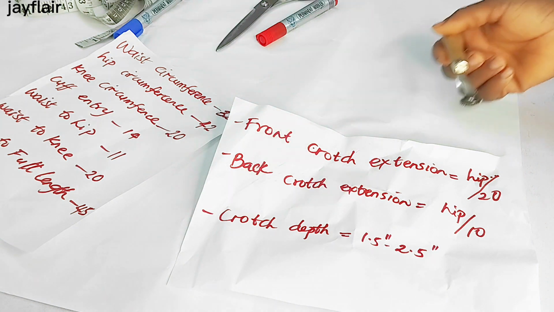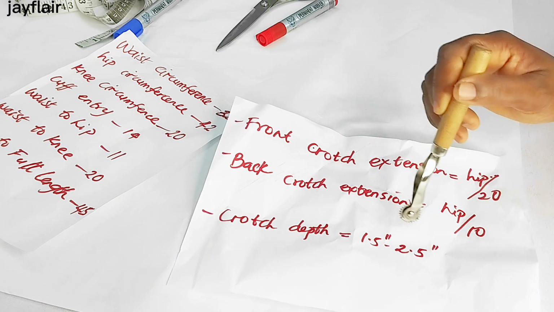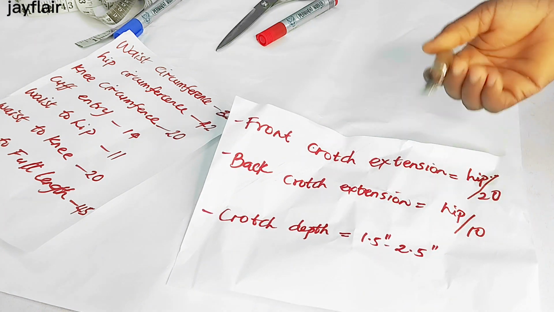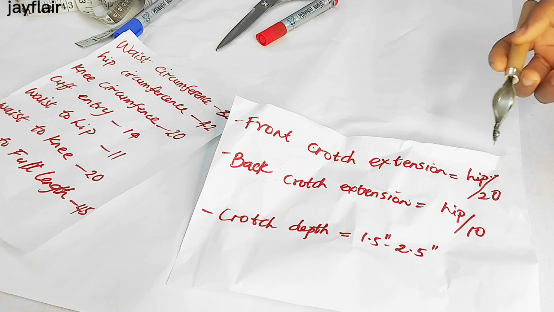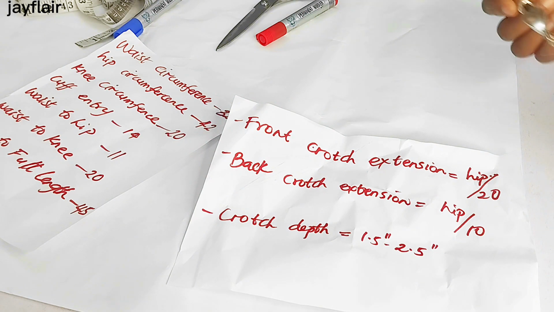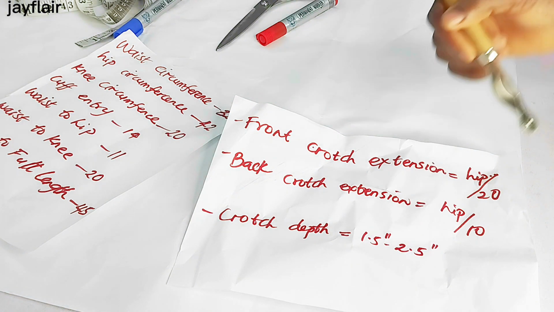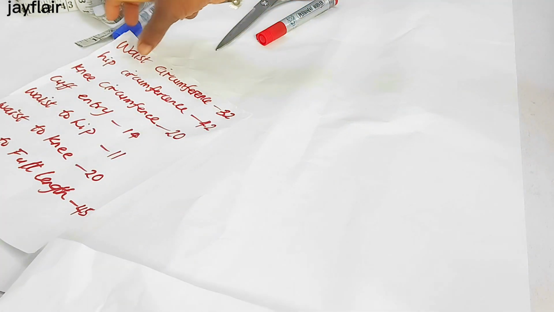Then for the crotch depth, you can use 1.5 inches to 2.5 inches, depending on the hip circumference. For someone that has hip, let's say 40, 42, 44, 46, you can do 1.5. But for larger hip circumference like 48, you can do 2 inches. 50, you can do 2.5. That's for the crotch depth. So we'll be starting off with the front pattern.